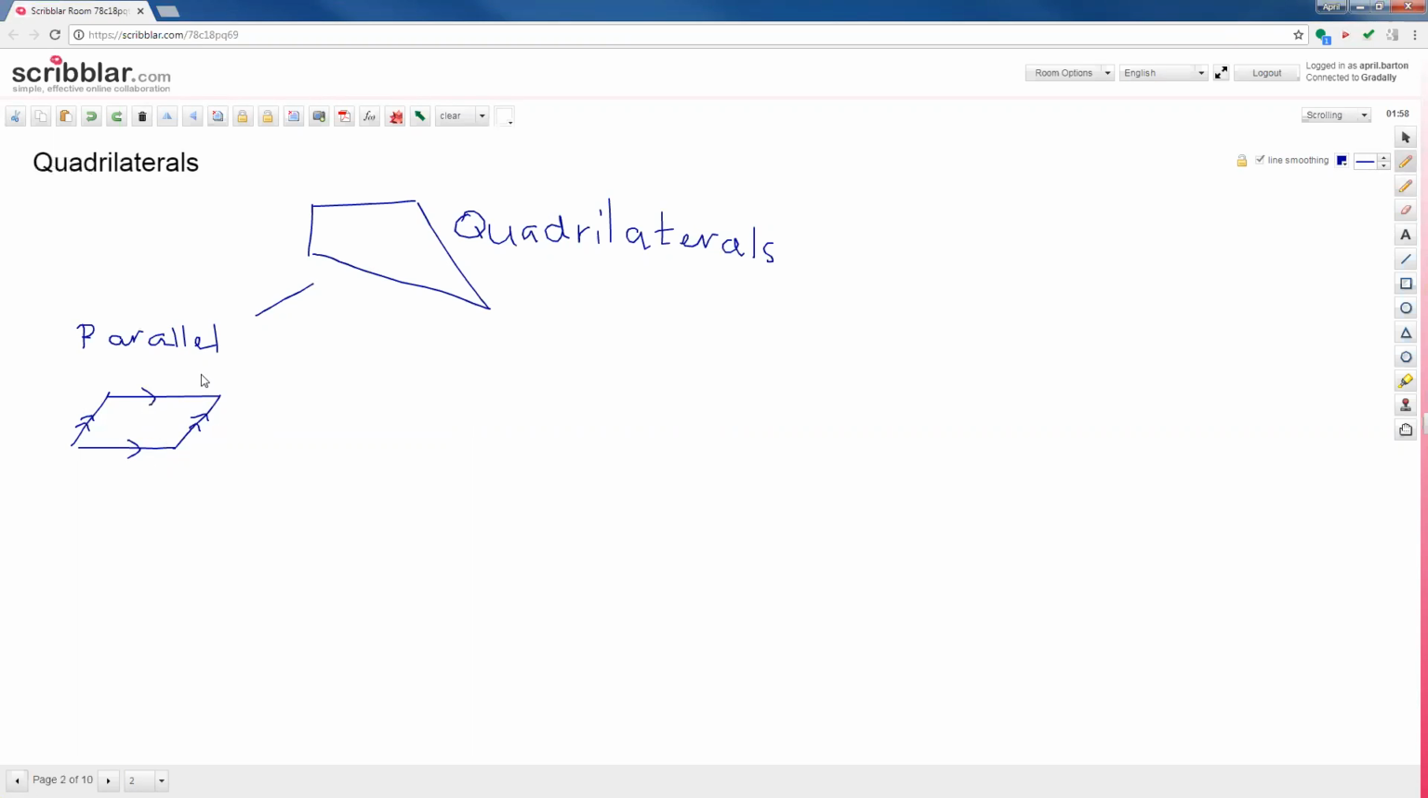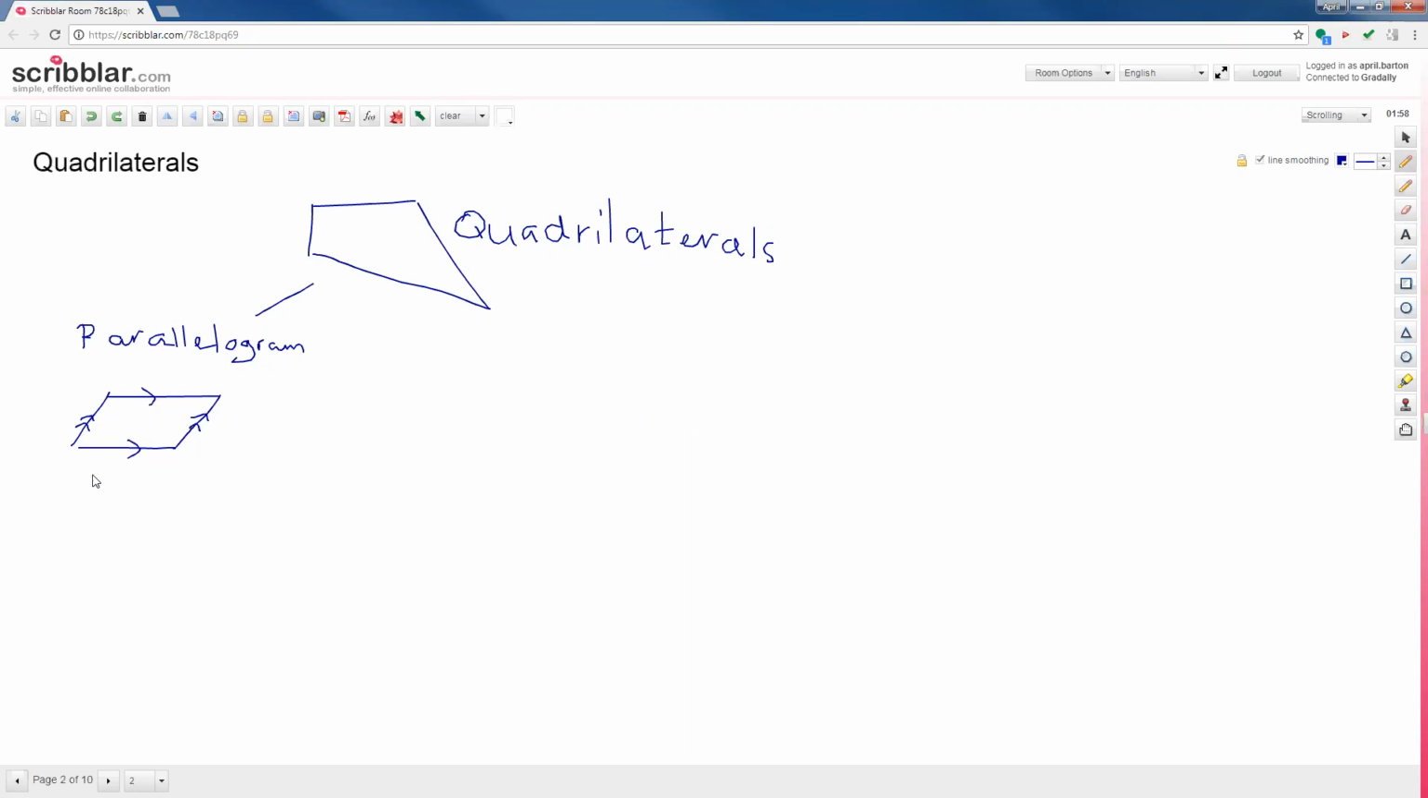So a parallelogram is technically still a quadrilateral. It basically has two names. You can give it the name of parallelogram, or you could also call it a quadrilateral because it has four sides. So each shape usually has multiple names.